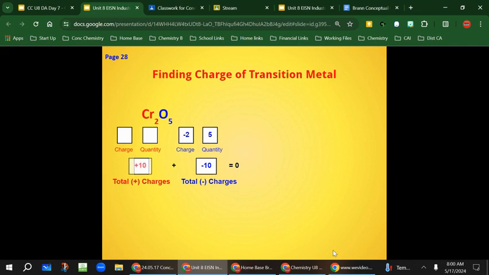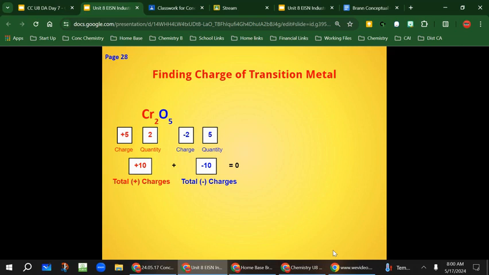+10, right? Now, I don't know what the charge is here, but I do know how many are in the compound. How many? 2. So here's the question. What charge times 2 gives us a +10? The charge is a +5. So we are working our way backwards.